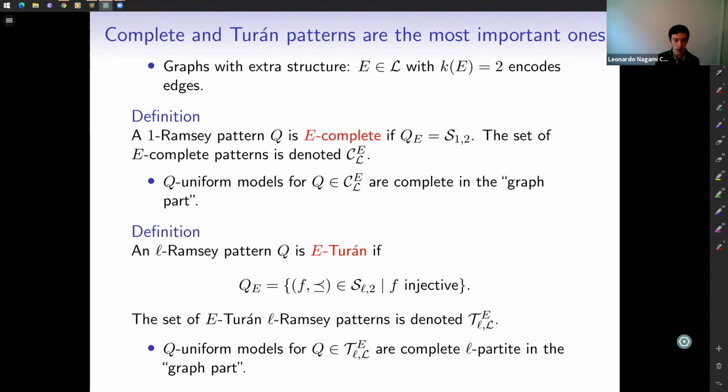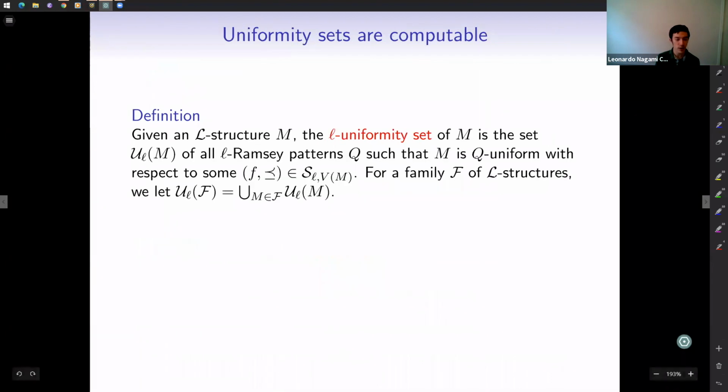Okay, and the last definition that I need to give before I proceed to the alternative formula for the chromatic number is this.